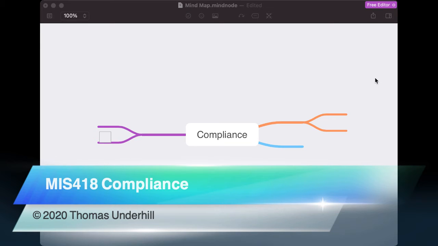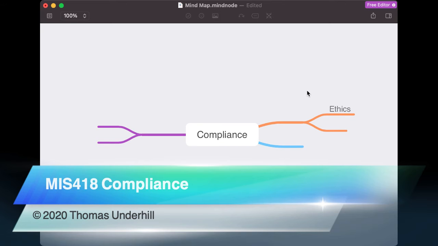Okay, welcome. We're going to talk about compliance this week. And as we talk about compliance, we're going to talk about it from both an ethical and legal perspective. And so I'm going to use this mind map to keep track of all the little ideas that we talk about this week. Okay? So let's first talk about ethics.